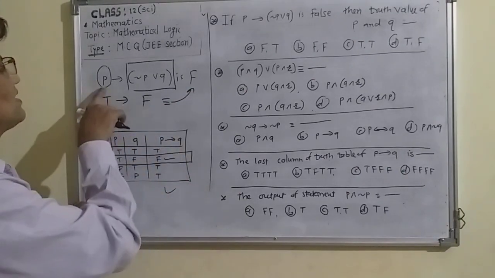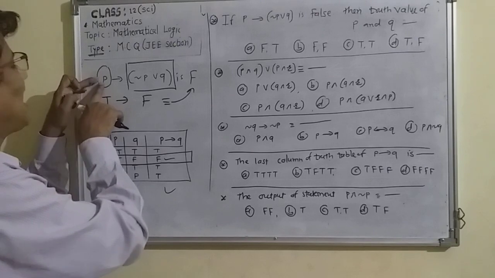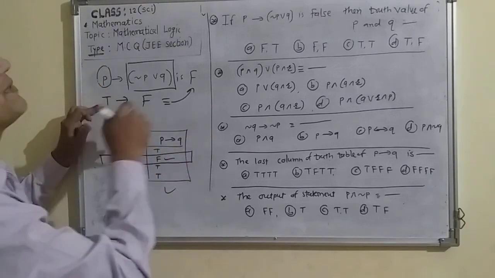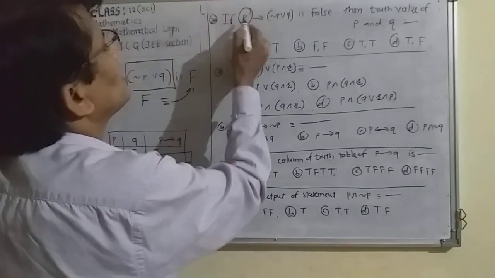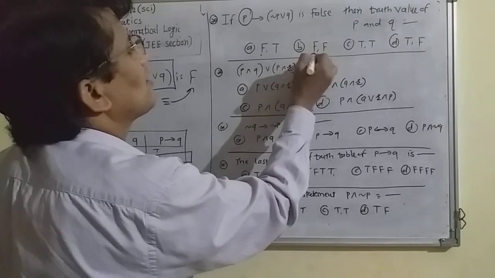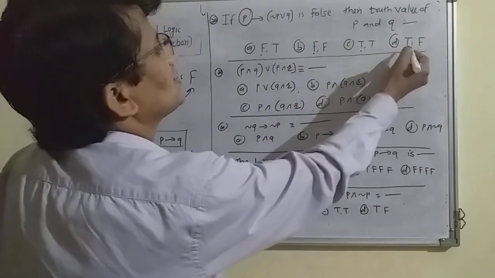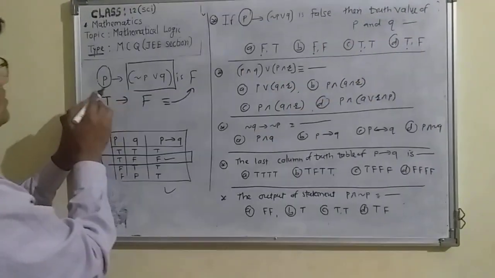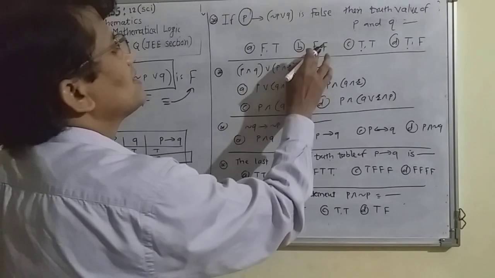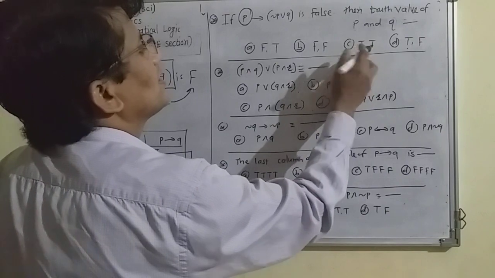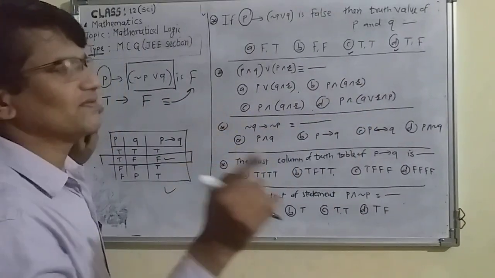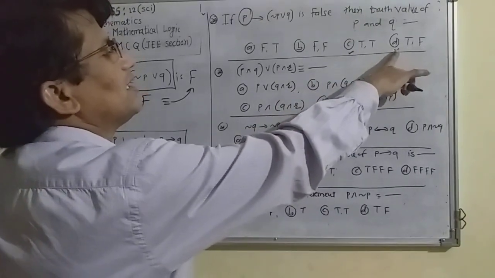From this we can say the statement P has truth value T. This is the truth value of P. According to this rule, the truth value of P is T. Means our answer must be C or D. We have to select whether it is C or D.